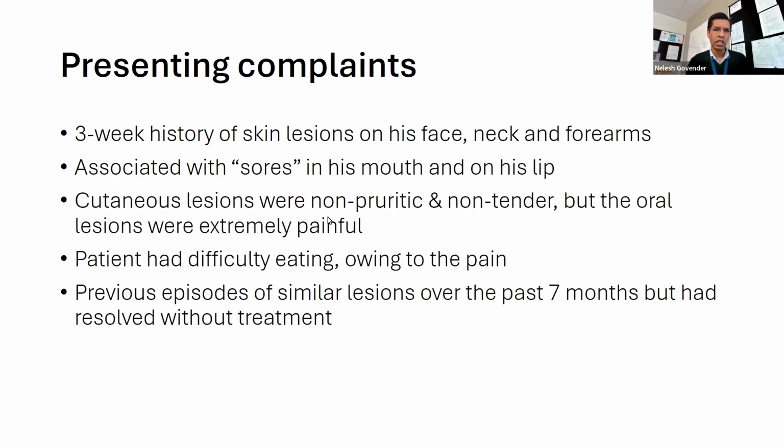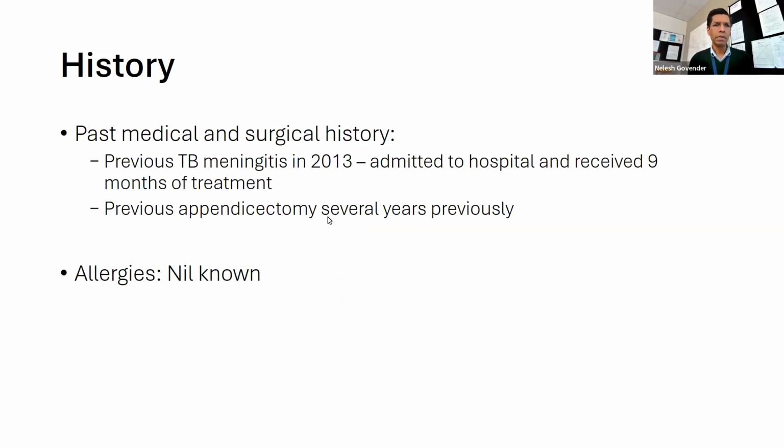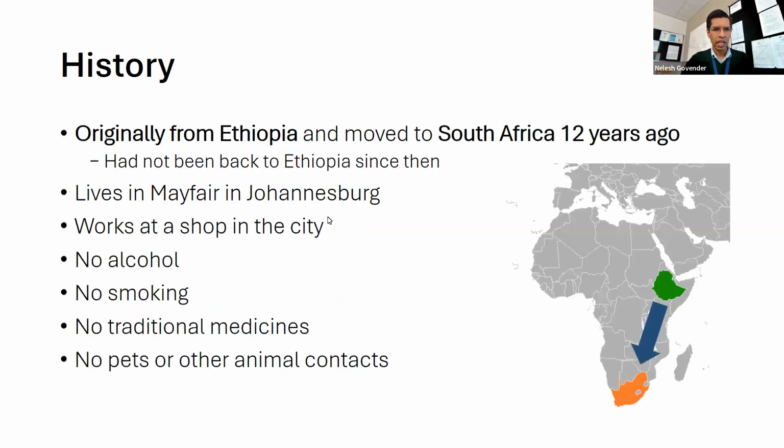Cutaneous lesions were not pruritic, not tender, but the oral lesions were very painful, and he had difficulty eating owing to the pain. He'd had previous episodes of similar lesions over the previous 7 months, but these had resolved without treatment. He previously had TB meningitis in 2013, for which he'd received 9 months of treatment, and he'd had a previous appendectomy. He was originally from Ethiopia and had moved to South Africa 12 years before his presentation and hadn't gone back to Ethiopia since then.